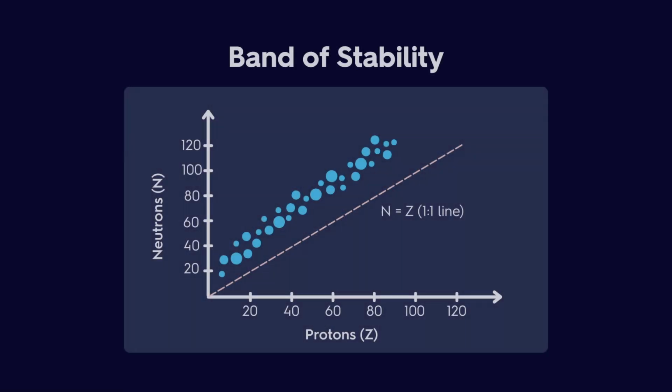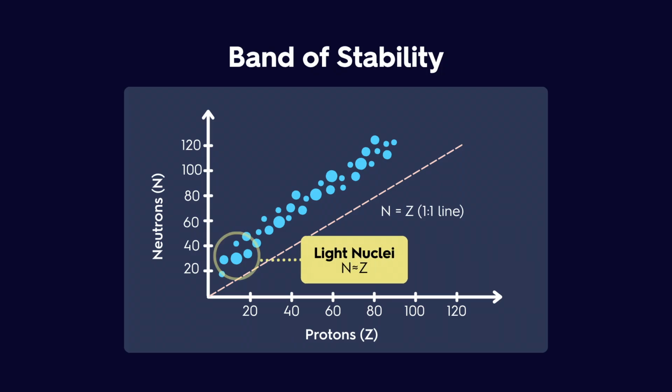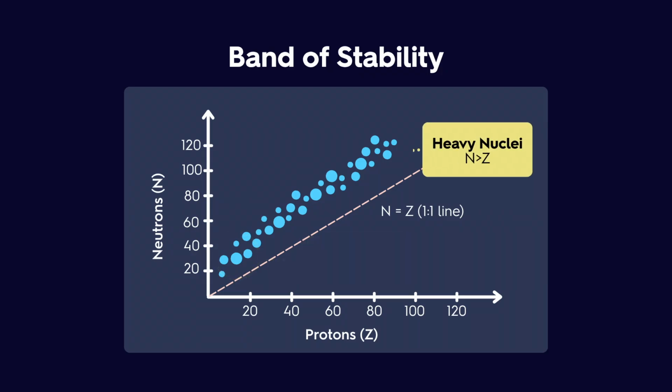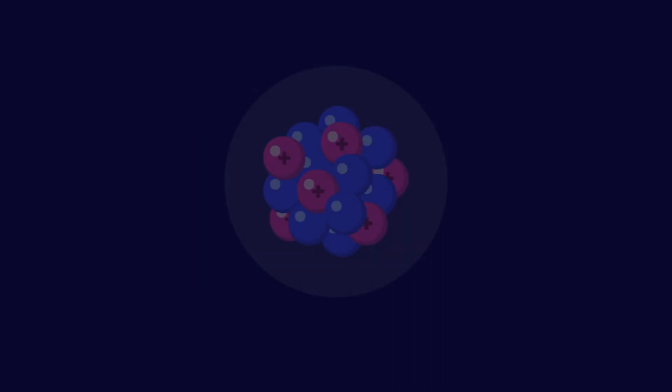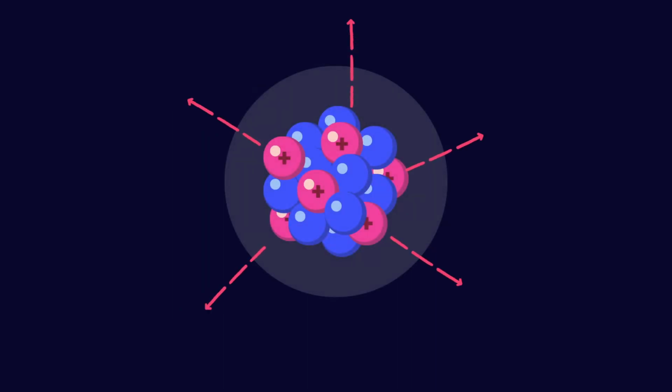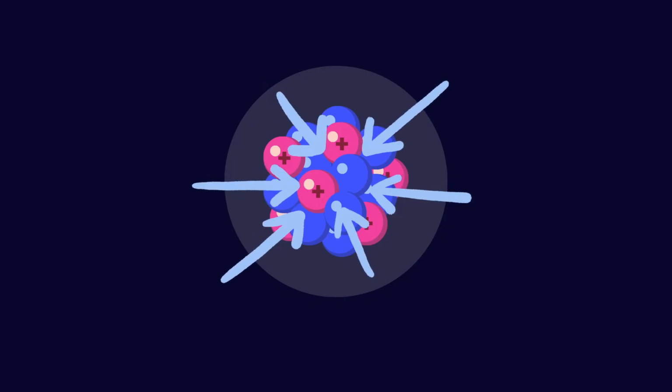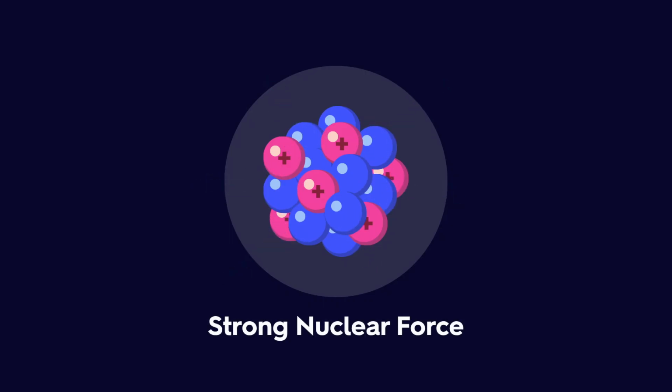So, what makes a nucleus stable? A useful model is the band of stability. Light nuclei tend to be stable when protons and neutrons are present in roughly similar numbers. Heavier nuclei usually need extra neutrons because proton repulsion gets stronger as the nucleus gets bigger. Inside the nucleus, protons repel each other because they have the same charge. What keeps the nucleus together is the strong nuclear force.